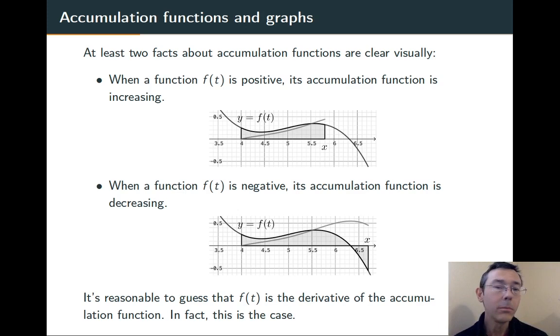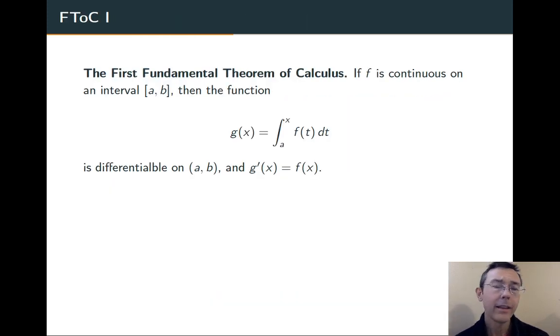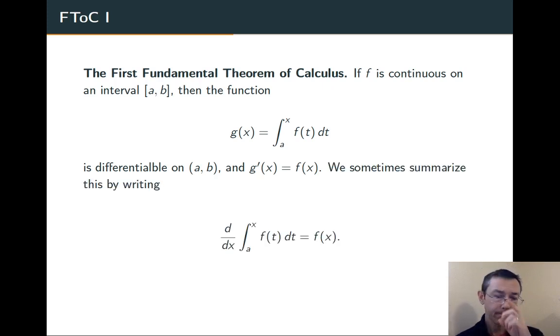So it seems, at least visually, that the function f of t is a derivative of the accumulation function. Or to say it differently, the accumulation function is an antiderivative of f of t. And in fact, that's the case. The theorem is the first fundamental theorem of calculus, and it says that if you have a continuous function f of t on some interval, then that accumulation function is differentiable, and its derivative is just the function on the inside. Let's rewrite this in a slightly more compact form.